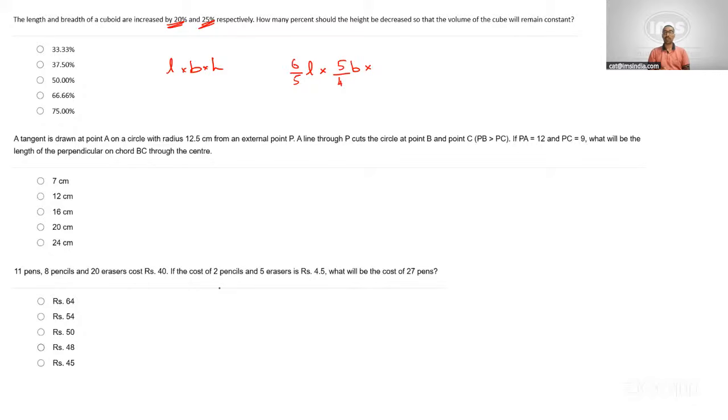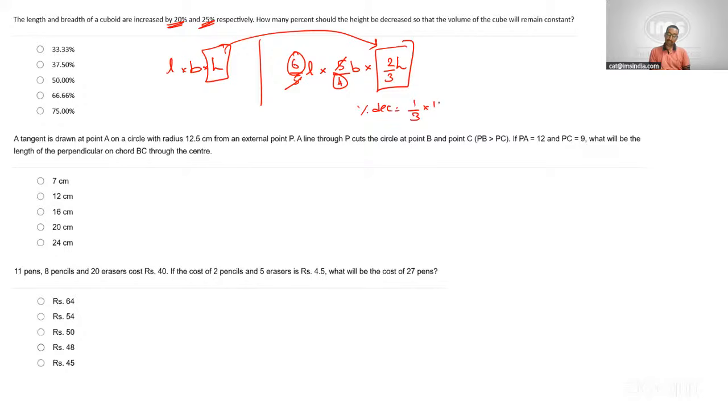What happens to the height? Now, very simple. I know the effect of 6 by 5 into 5 by 4 is 6 by 4, or actually speaking 3 by 2. Now, how do I cancel the effect of 3 by 2? Only if I have 2 by 3 of H. So H has now become only 2/3 of H. So the percentage decrease is 1 by 3 into 100, which happens to be 33.3.